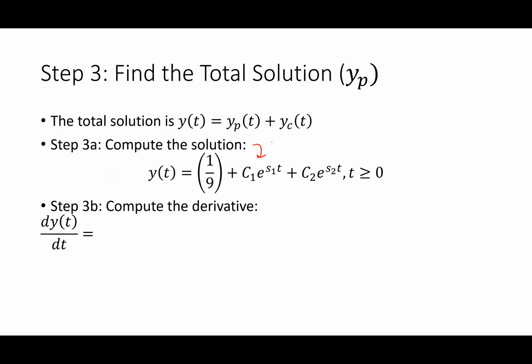Now this guy is underdamped, and underdamped is always kind of nasty, right? But if I look at it this way, taking the derivative of e to the s1t and e to the s2t is pretty straightforward, isn't it? What's the derivative of this expression right here? Let's go step by step from left to right. What's the derivative of 1/9? 0. What's the derivative of c1 e to the s1t?